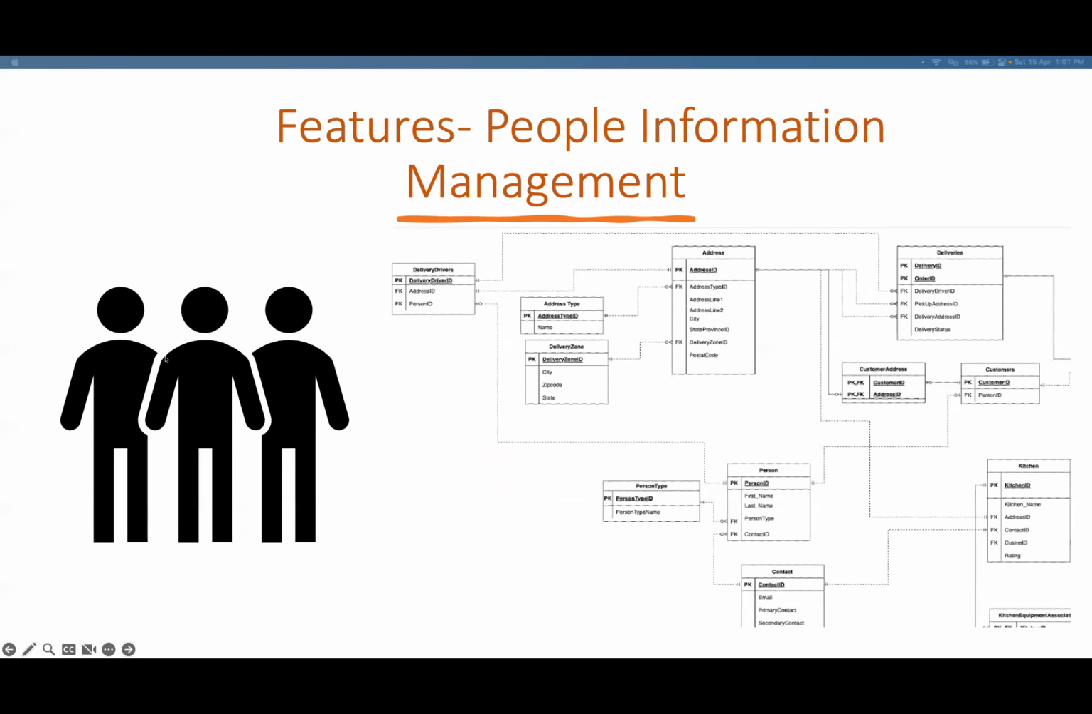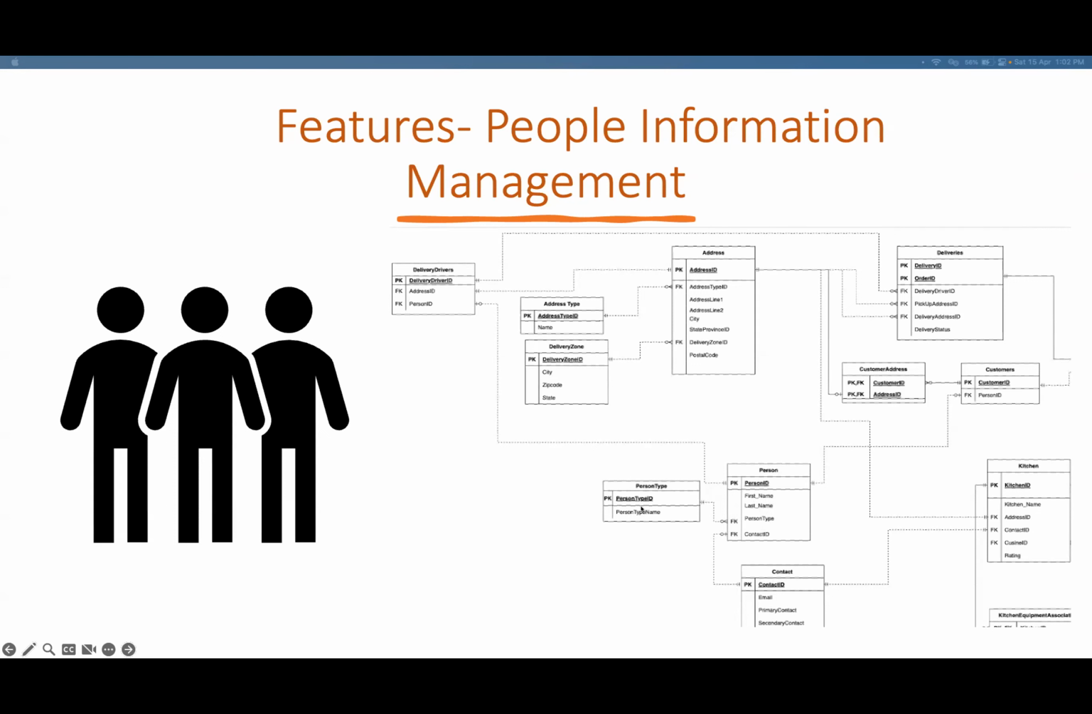So the next part of that is our people management system. Because we are storing different kinds of people's data, we are creating core entities such as contact, person, and address that can be stored across different people. A single contact table is present to store all the contact information, and it's associated to the person.